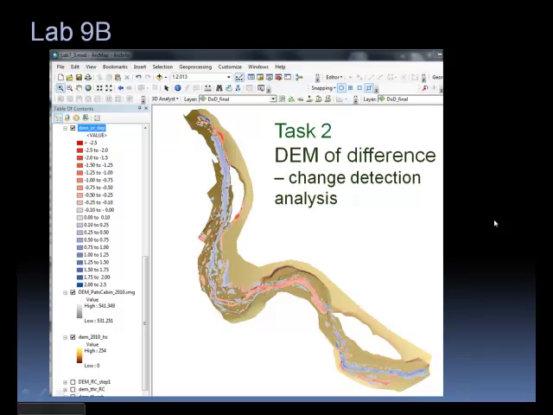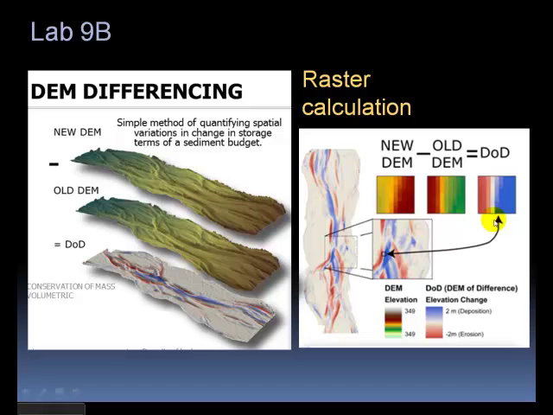The second task is to create a DEM of difference. So this is a way of doing some change detection analysis. You're going to be working with two very high quality manually surveyed DEMs. One from, I think, 2010 and one from 2011. I could be off, but a really high grade survey of a stream channel was done in 2 different years.